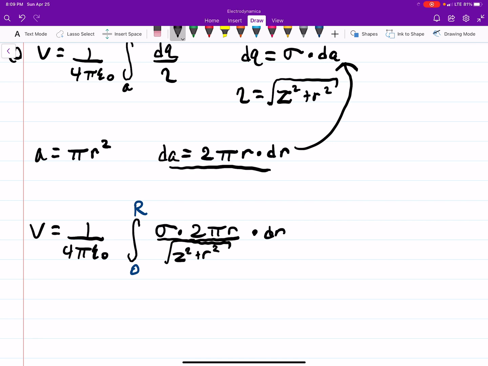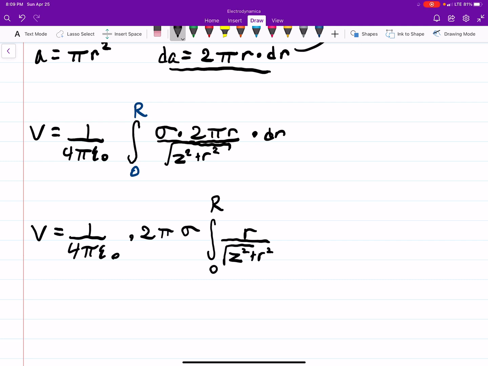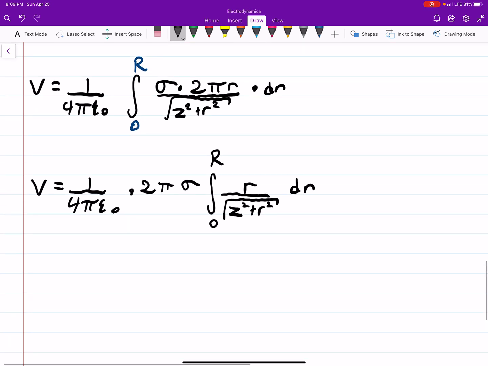So you can pull out your constants here, and V is equal to 1 over 4 pi epsilon naught times 2 pi sigma times the integral from 0 to R of r over the square root of z squared plus r squared dr. This one's not as bad to solve. I'm going to skip the integration, but now it's actually a u sub. So you can let u equal z squared plus r squared, and 1/2 du is equal to r dr.